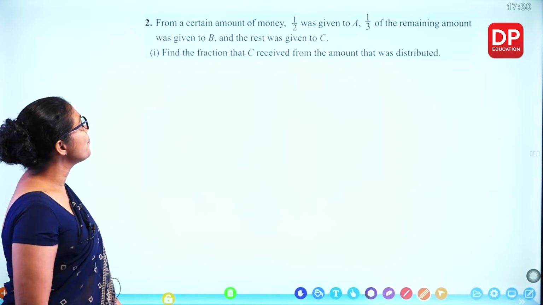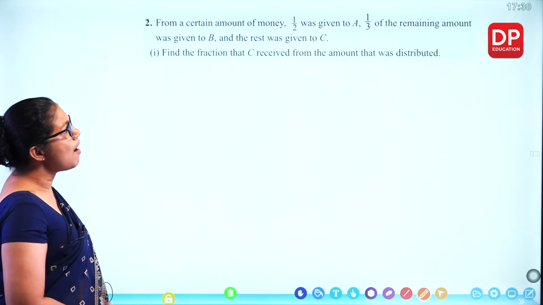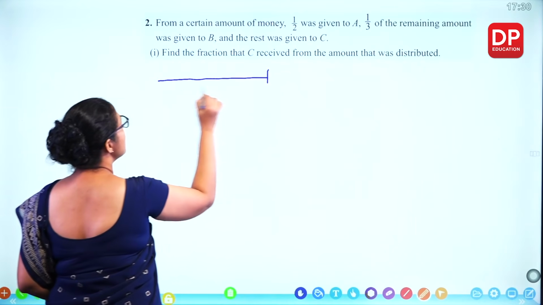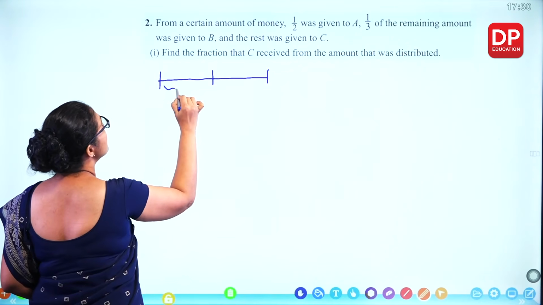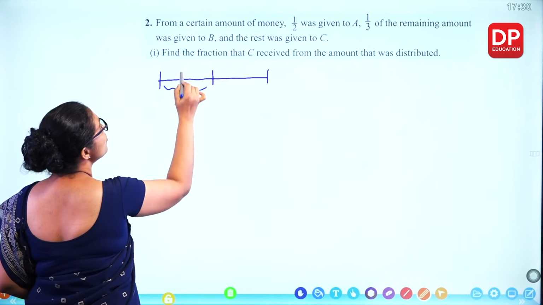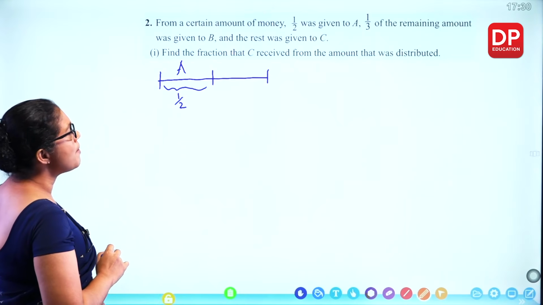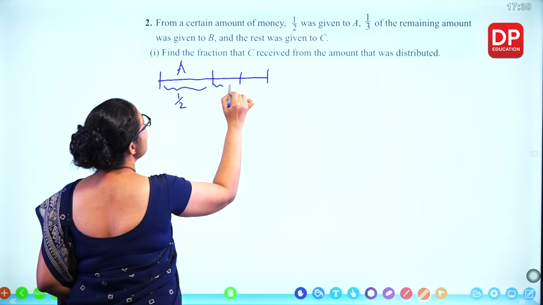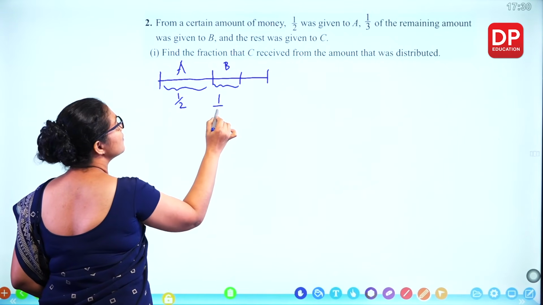Now we'll take the next question. Question number 2. It says, from a certain amount of money, half was given to A. So we'll take a certain amount of money. Half was given to A. 1/3 of the remaining amount was given to B. So for B, 1/3 of the remaining.